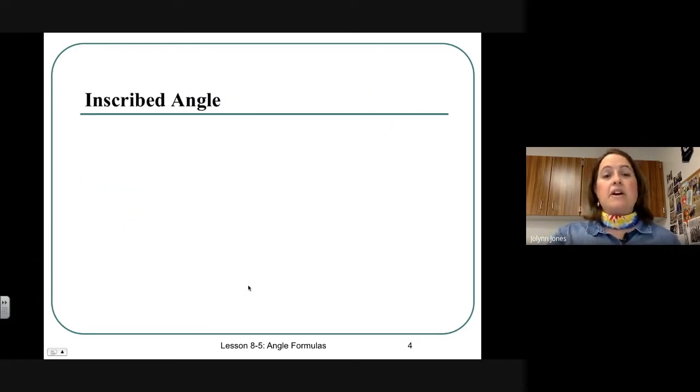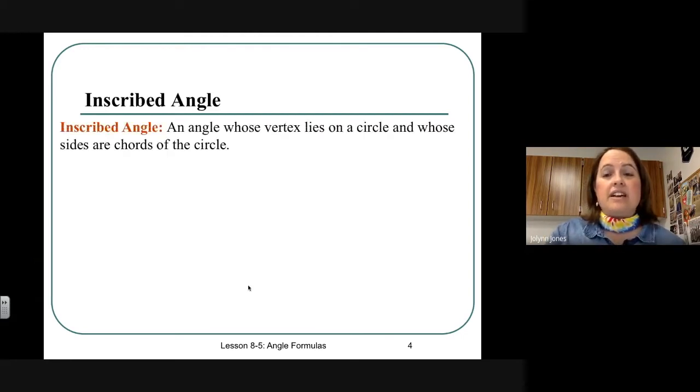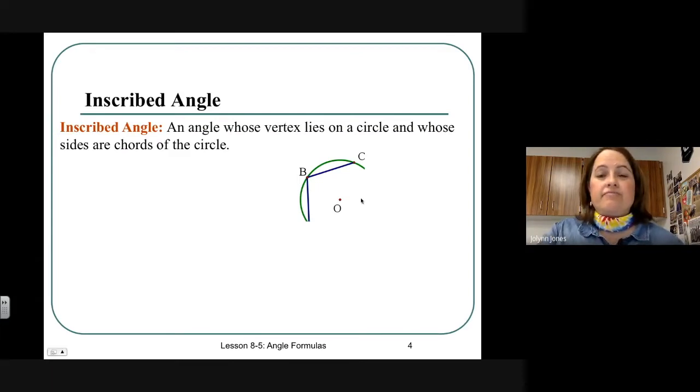All right, but now let's talk about an inscribed angle. So this is a new piece. An inscribed angle is an angle whose vertex lies not on the center, but on the circle itself, and the sides aren't radii, but the sides are chords. Okay, so this would be an example of an inscribed angle. Here's the vertex of our angle, and it's on the circle itself.